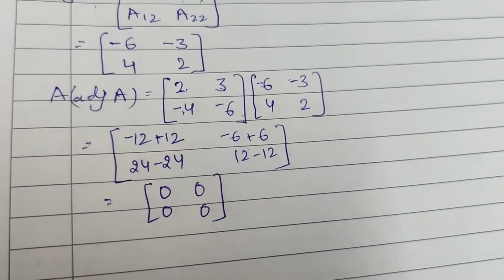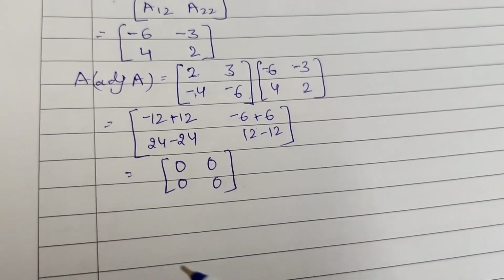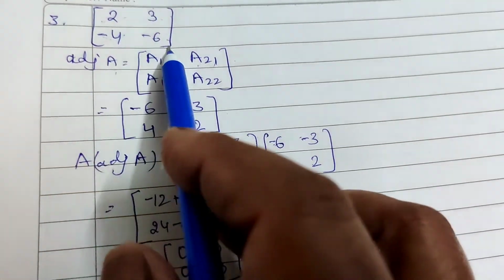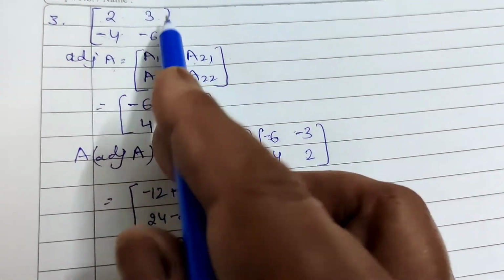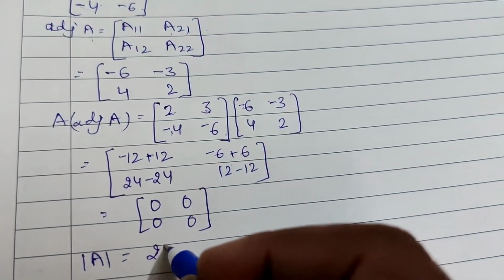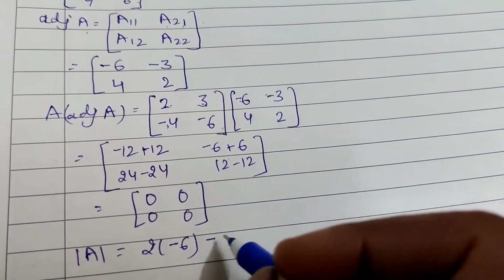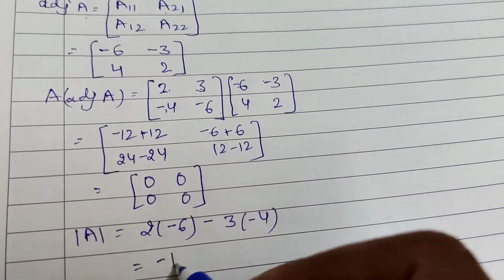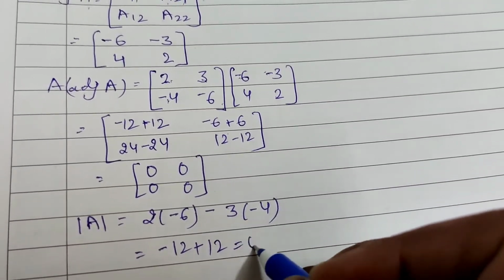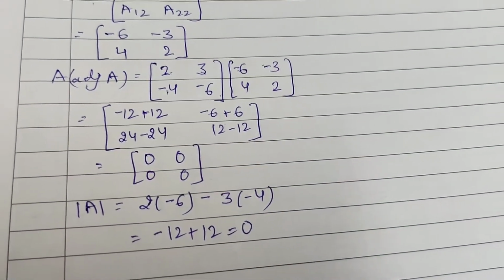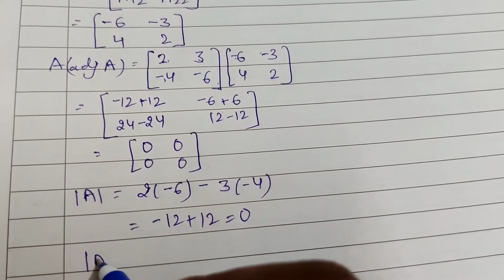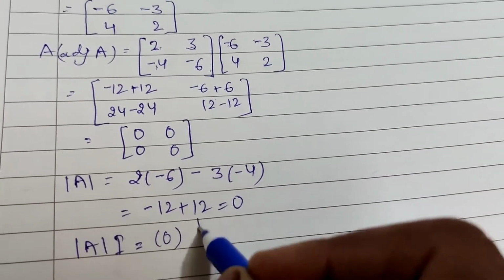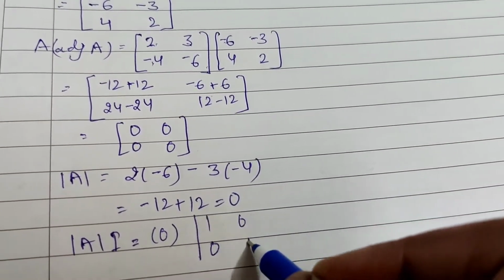And the second side is determinant of A. Determinant of A is 2 into minus 6 minus 3 into minus 4. It is minus 12 plus 12, so determinant A equals 0. Now determinant A into I will also equal 0, 0 into the matrix 1, 0, 0, 1.